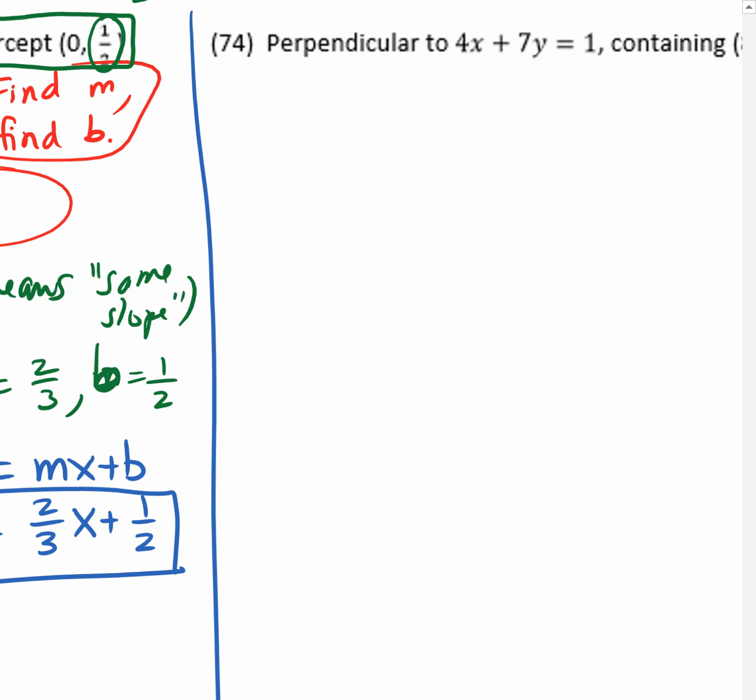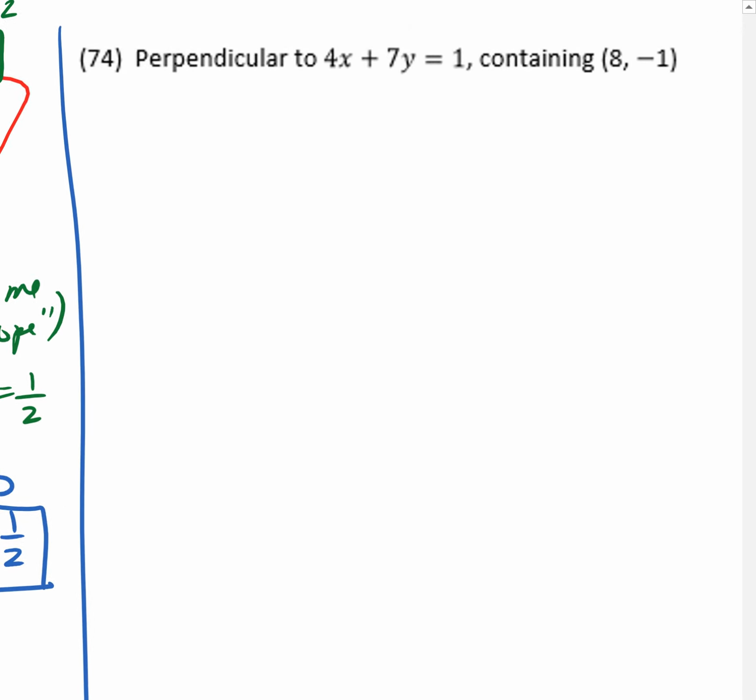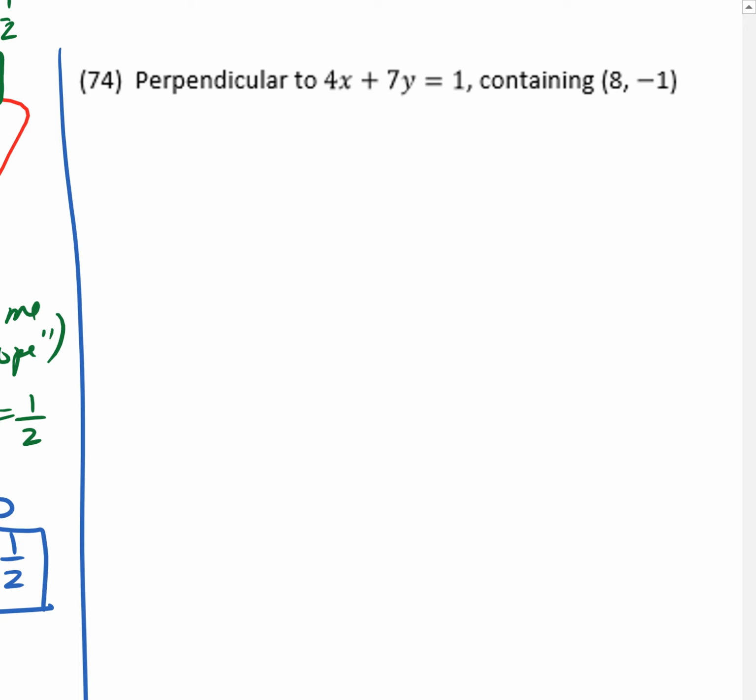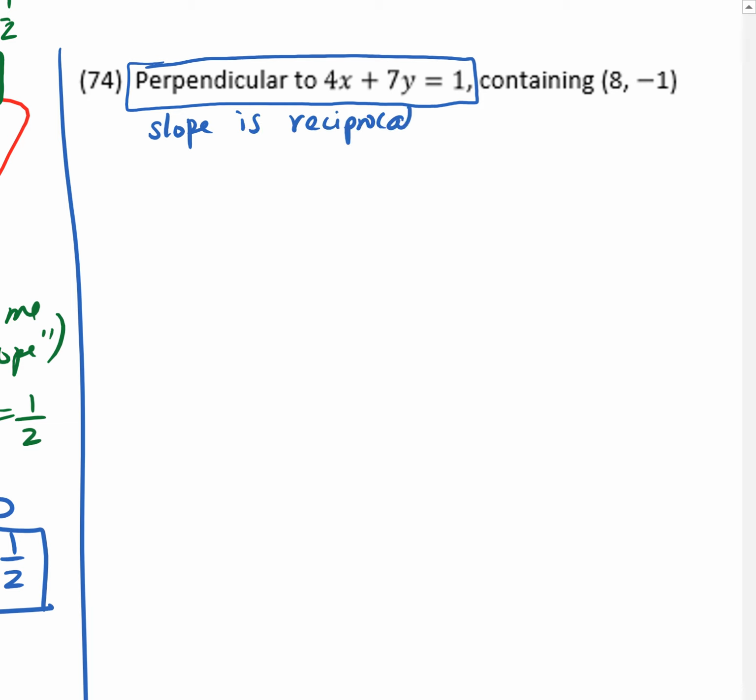Okay. Now the next problem, I think it's going to be similar, except a little more difficult. The first piece of information, perpendicular to this line, I think will give us information about the slope. So remember that means the slope is the reciprocal of the slope of the line they gave us, with opposite sign as well. So once I find the slope of the line they gave me, I better find its reciprocal and change its sign, and then I'll know the slope of the line I want.